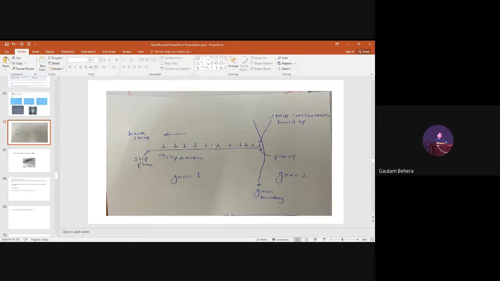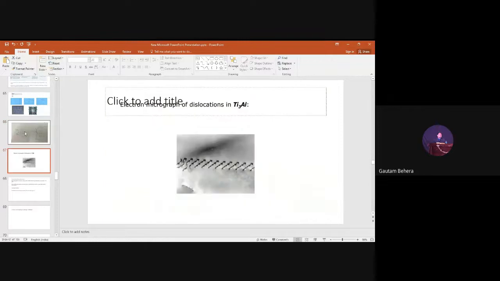And if you remember how a dislocation climbs up and how it climbs down, that is very good. If a vacancy comes here, the dislocation will climb up, right? If an atom comes over here, then the dislocation climbs down, right? Yes, sir. Okay, very good. You remember that.